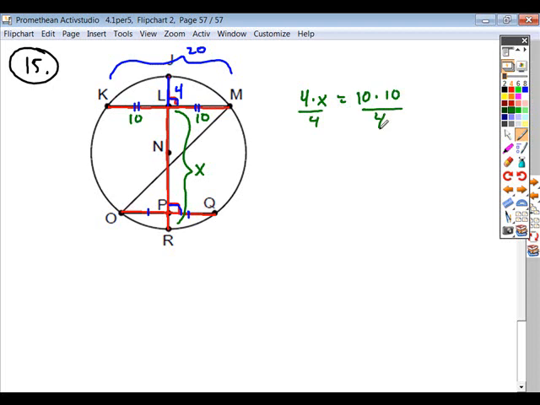And so now you can just divide by 4, and it's relatively easy to do the calculation out. 100/4 is 25. So our x value is 25.